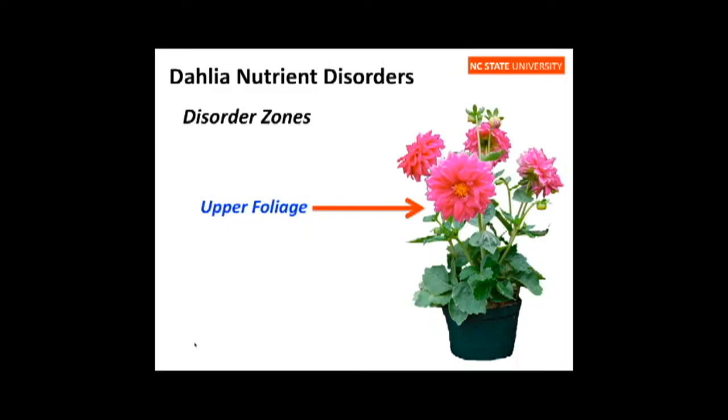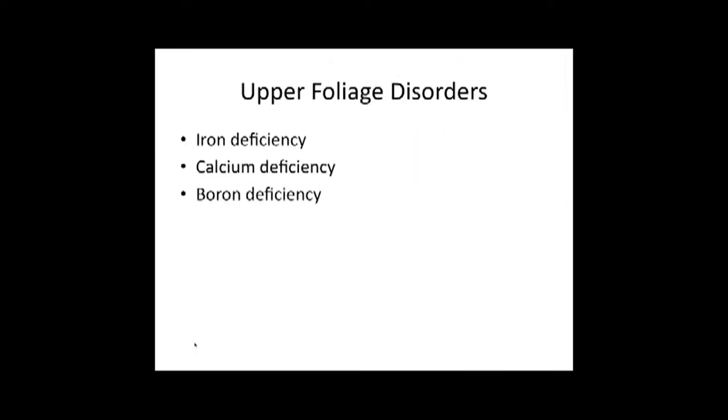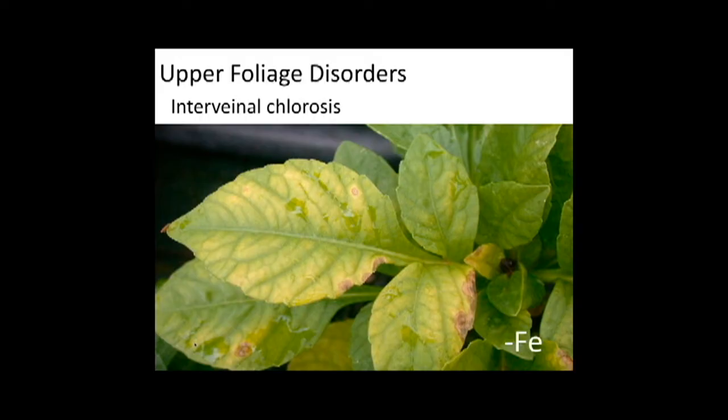So finally, let's look at, as far as foliage is concerned, problems that occur with the upper foliage. We're looking at iron deficiency, calcium deficiency, and boron deficiency. So here's a very typical symptomology. Again, it's interveinal chlorosis. We've seen that before with magnesium deficiency, but what's the key here? Iron problems occur with the upper foliage. That's where it starts.